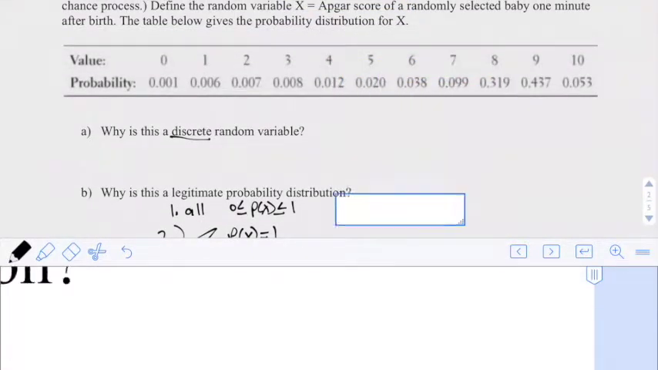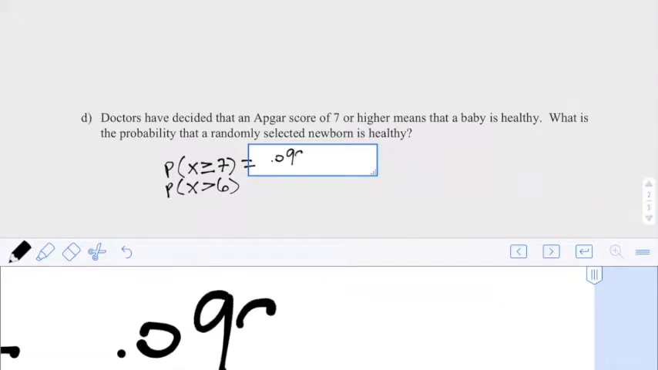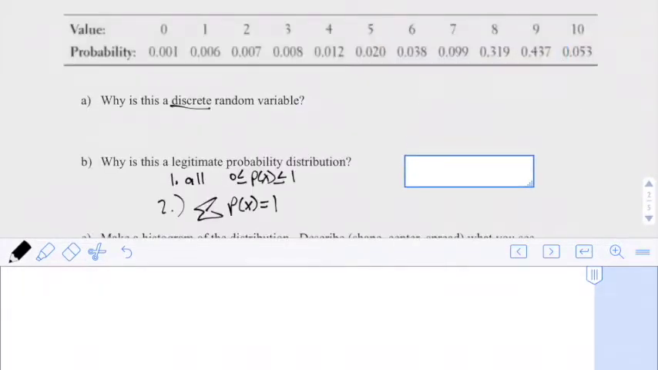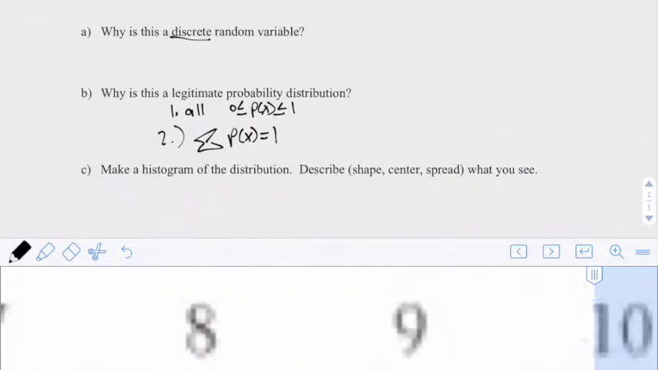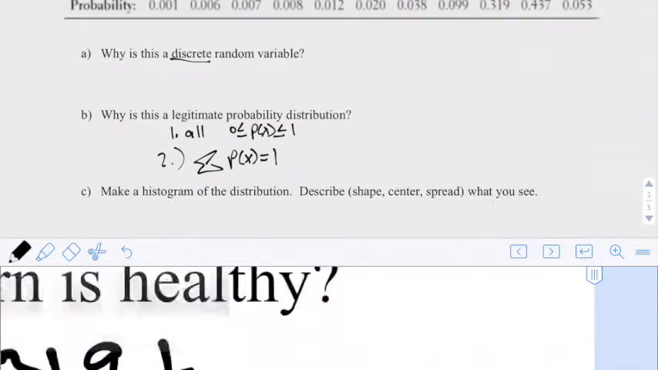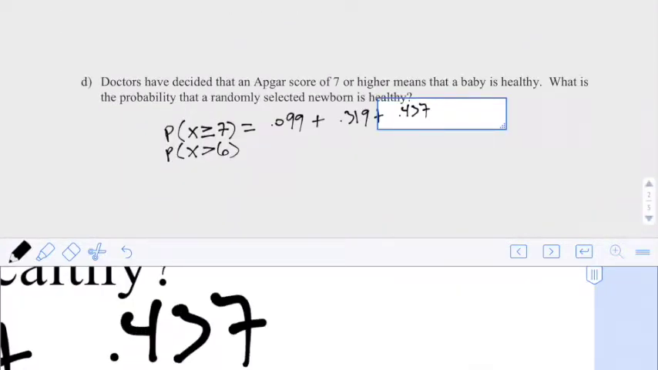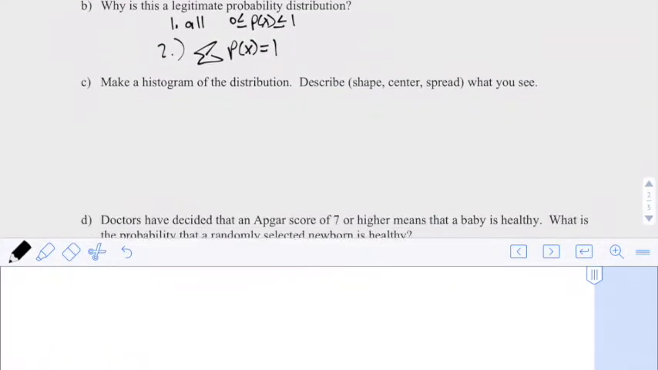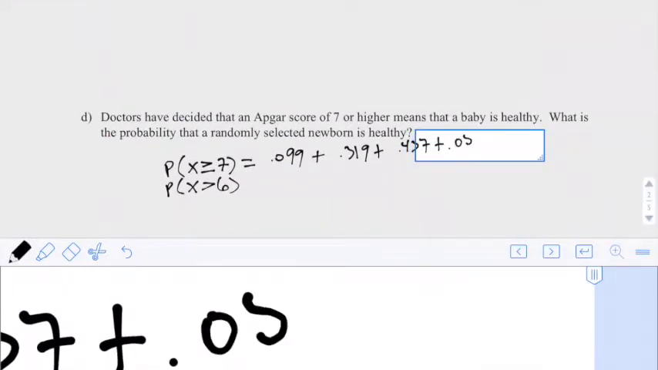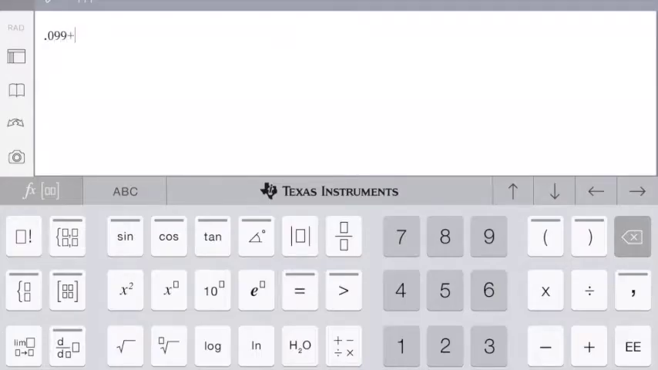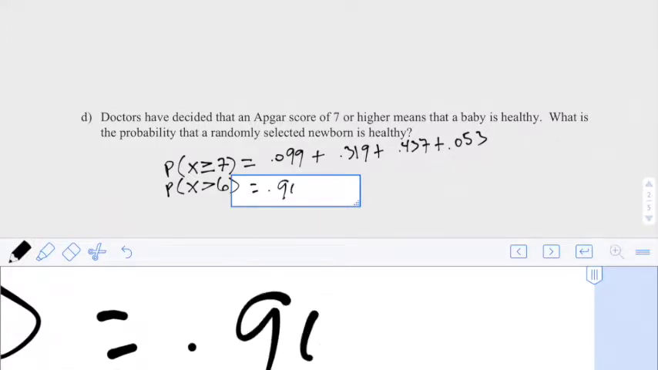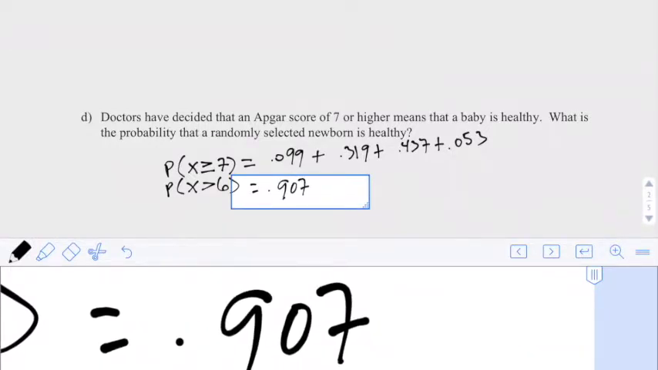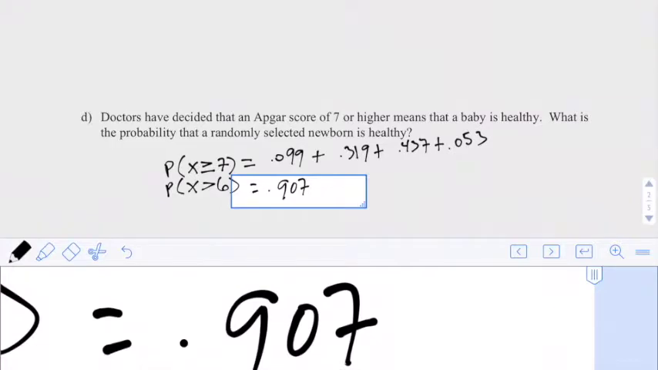So 0.099 plus 0.319 plus 0.437 plus 0.053. So 0.907. So it's about a 91% chance that a baby is healthy.